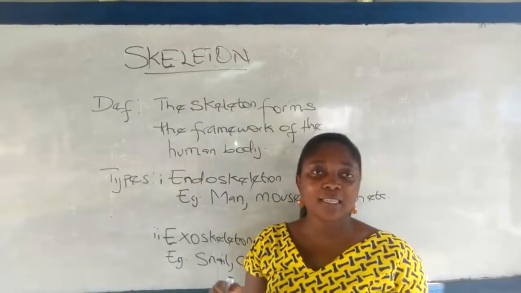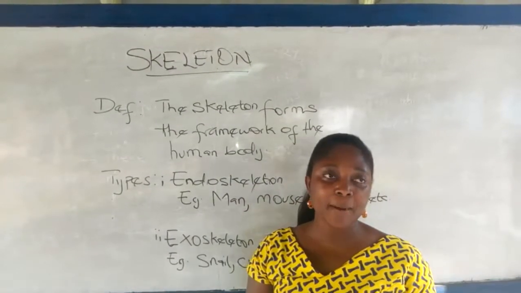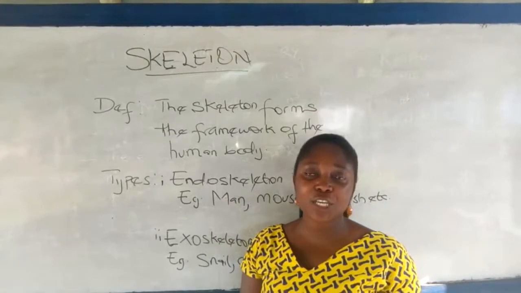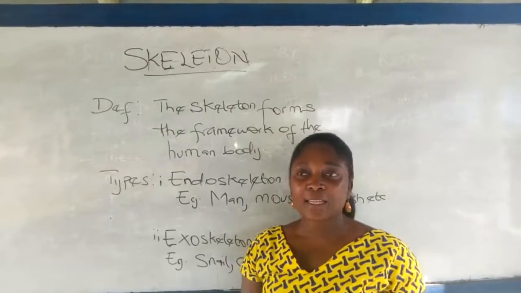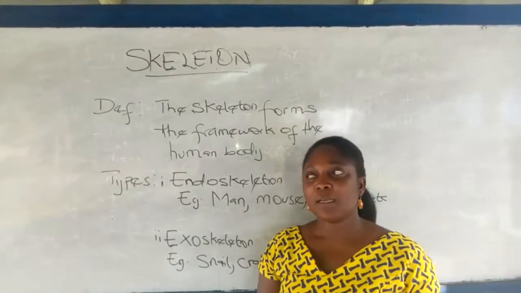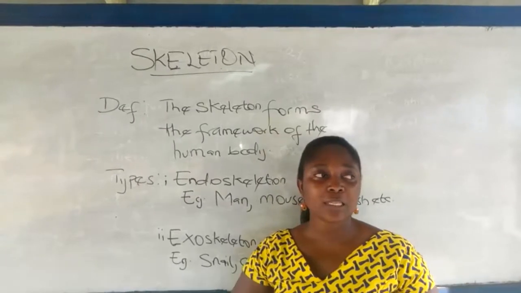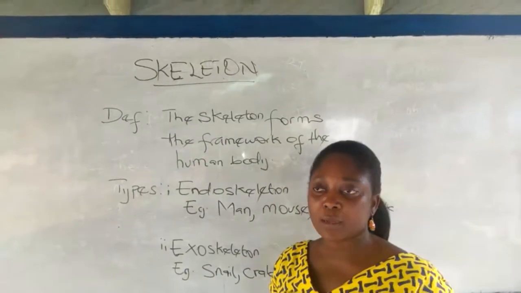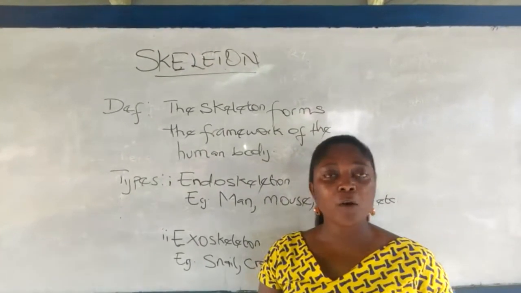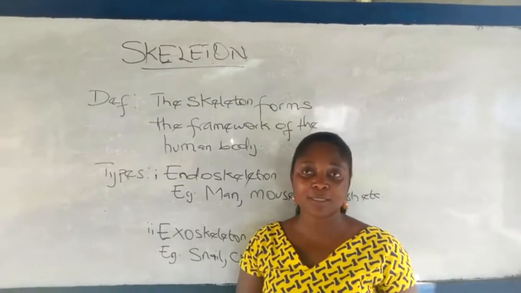Skeletons basically form the framework of the human body. It gives shape to the human body, as well as giving a lot of attachment for muscles. The skeletal system and skeletal muscles are what help us to walk, to stand, to perform all the activities that we go through as living organisms.